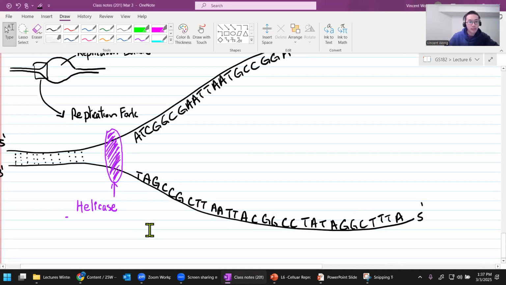So the function of helicase is to unwind the DNA to create the replication bubble.